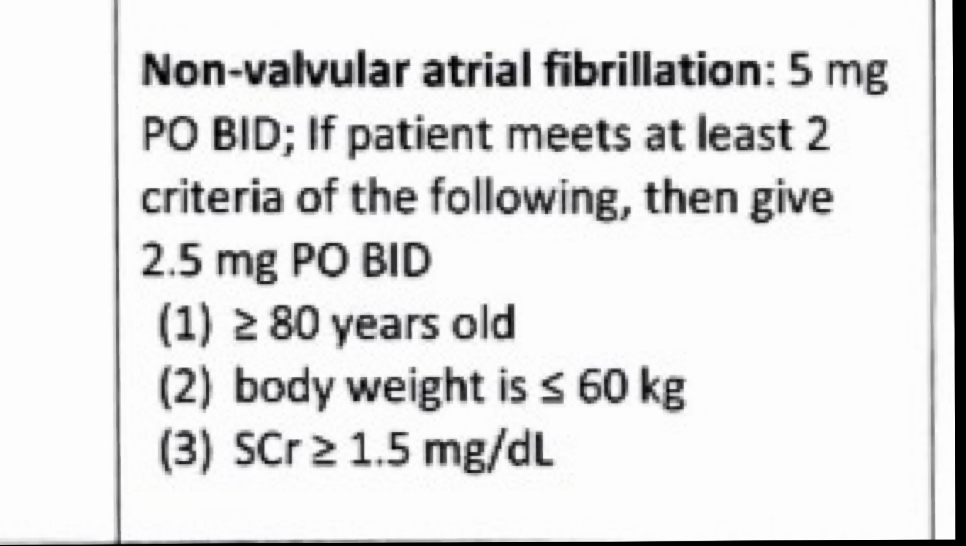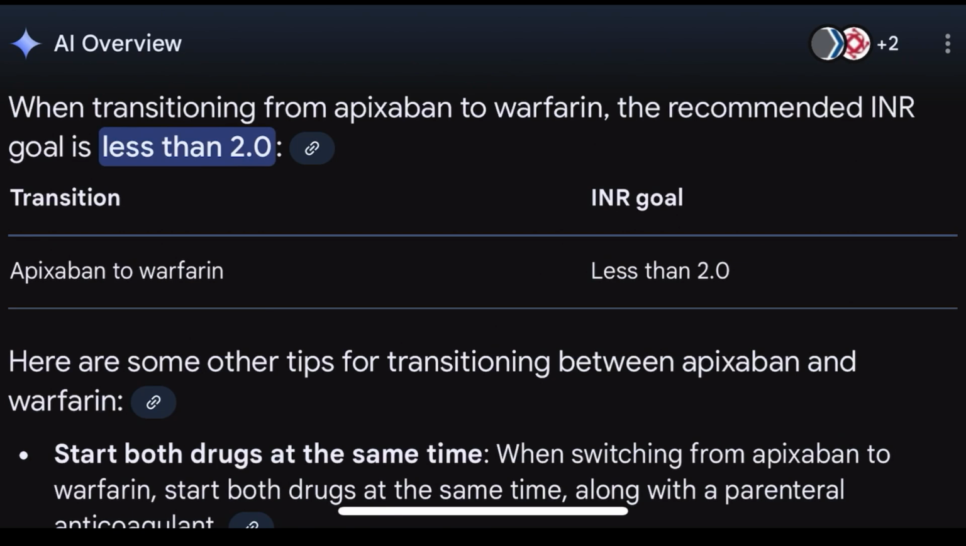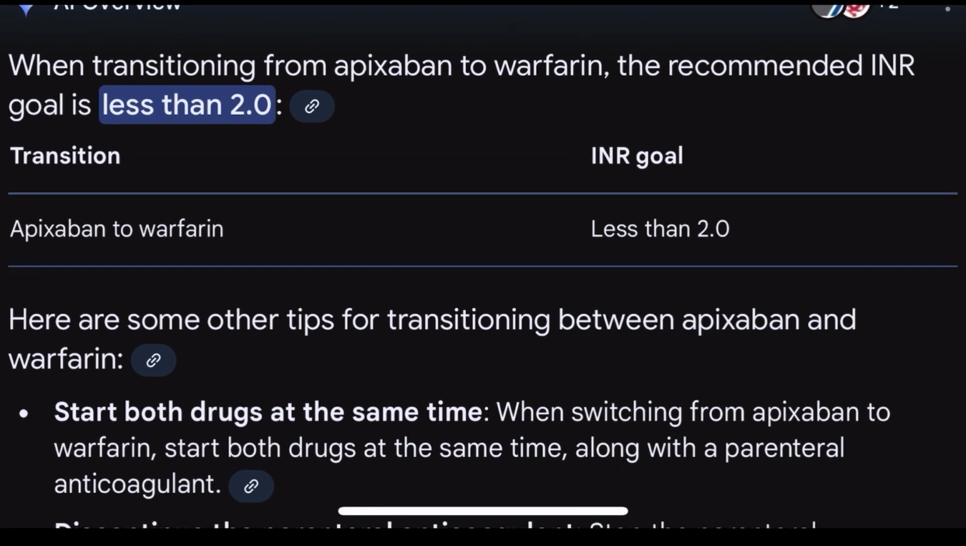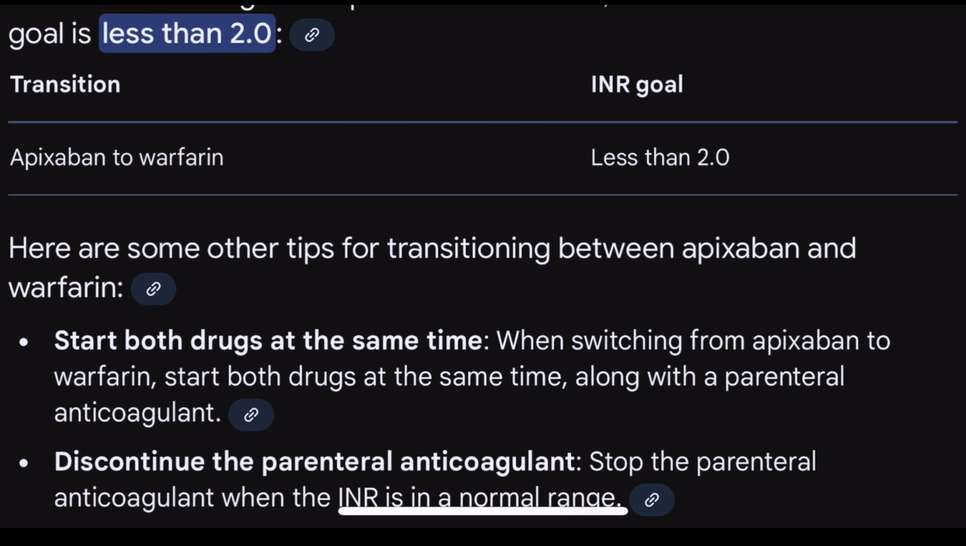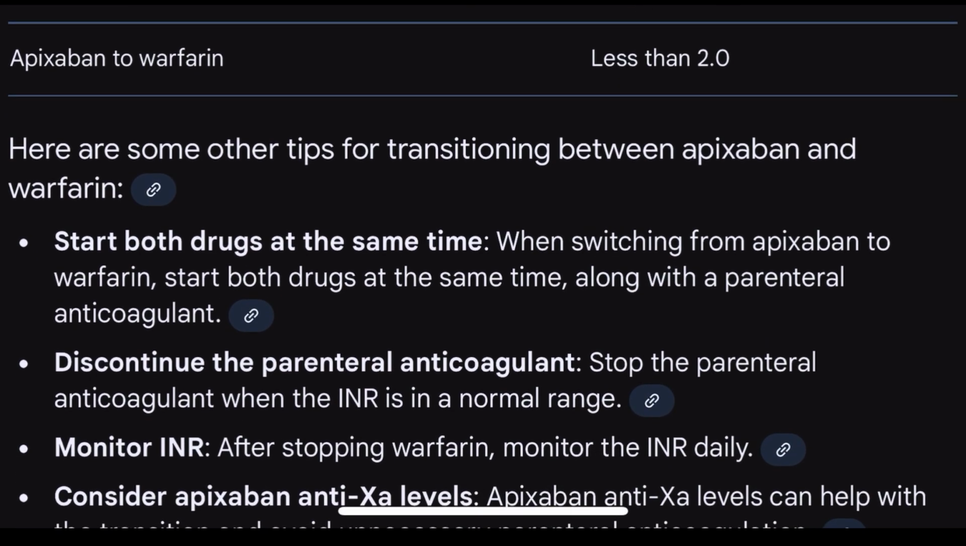5 milligrams twice a day or 2.5 milligrams twice a day, and this is if they have at least 2 of the following 3: they're either 80 years old or older, they have a body weight of less than or equal to 60 kilograms, or their serum creatinine is 1.5 milligrams per deciliter or higher. If they have two of those qualities, they can do 2.5 milligrams twice a day, and this is non-valvular AFib dosing. You would want to make sure the patient is taken off warfarin and start Eliquis after the INR level is less than 2.